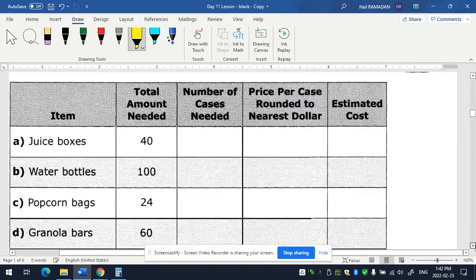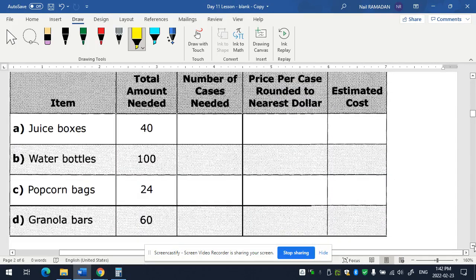Okay, so let's look at this table. Before we run the numbers, let's see what the table has. The table lists the items: juice boxes, water bottles, popcorn bags, granola bars. Total items needed that they think for the event: 40 juice boxes, 100 water bottles, 24 popcorn bags, 60 granola bars. How do they base those numbers? I don't know. They've been running this event for a few years. They kind of know how many people to expect and what people will actually be requiring more or less of.